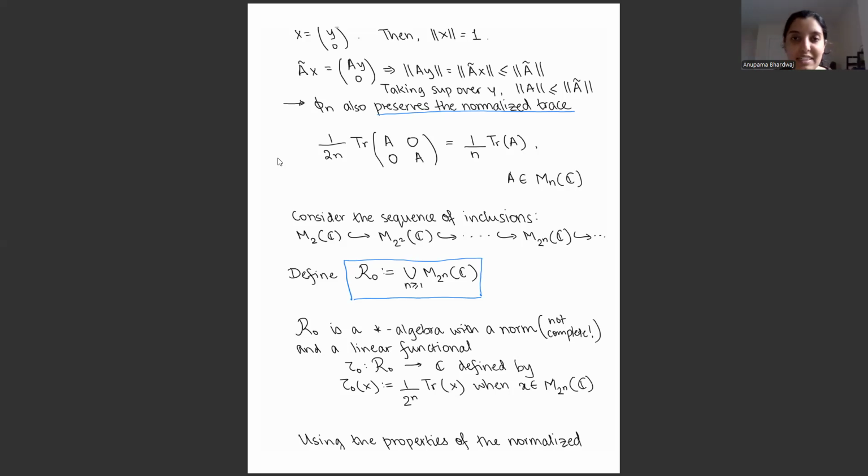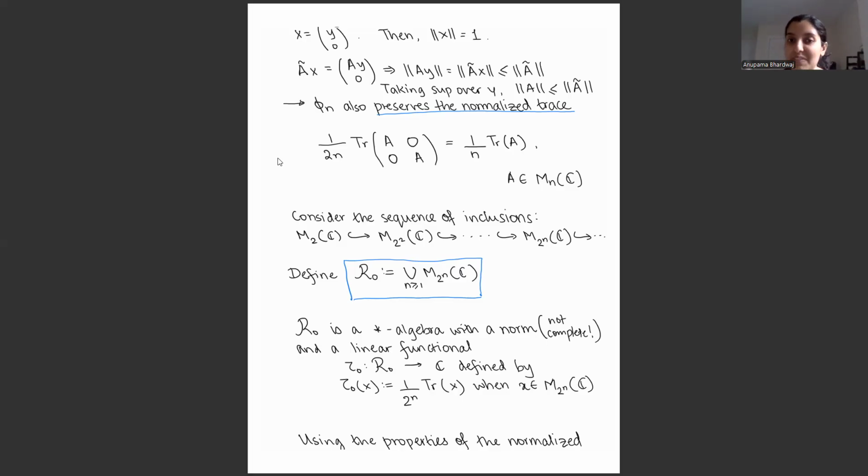So just, again, sort of zooming out, what I want to say is this map, this embedding, is an injective star homomorphism which preserves the norm. Also, it preserves the normalized trace. And why is that? If I look at 1 over 2n times the trace of a00a, that's equal to 1 over n times the trace of a.